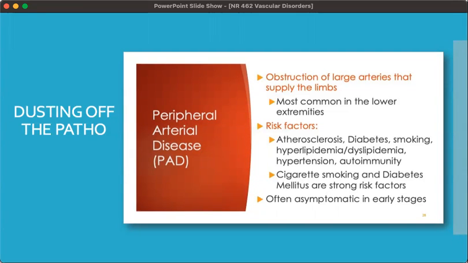Main reason for this, atherosclerosis, narrowing of the arteries. So preventing blood flow from reaching the distal ends of the extremities is a big one. And some of our big risk factors are smoking and poor care of chronic diseases such as diabetes.